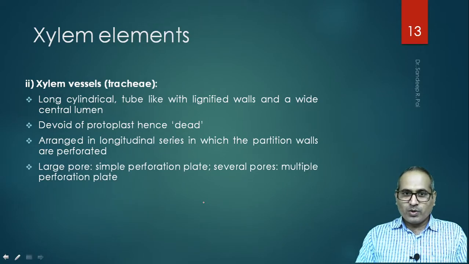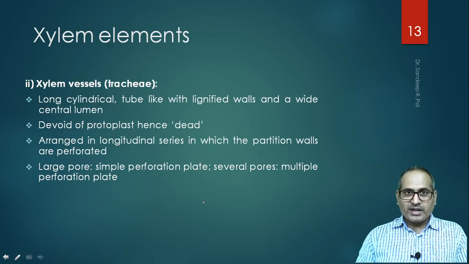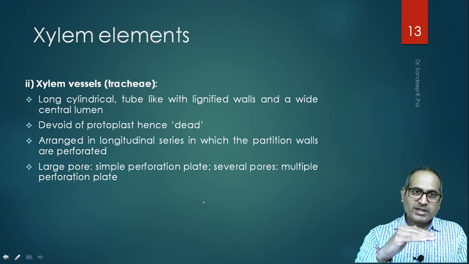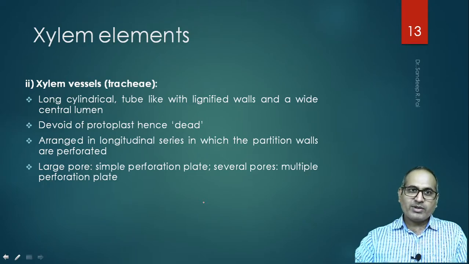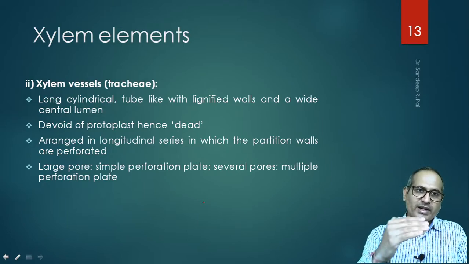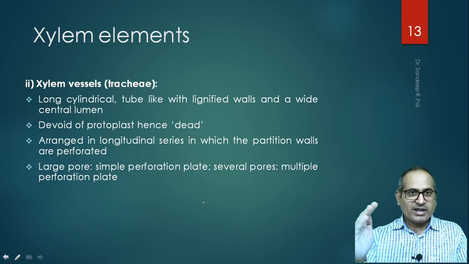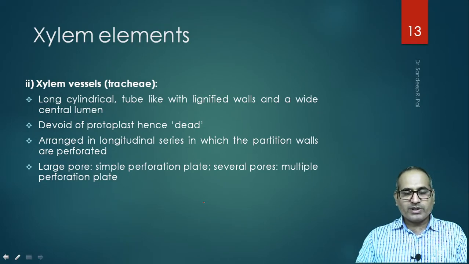So there is a large pore, simple perforation plates are there in between two vessels. There are several pores into this. Multiple perforation plate is arranged in between two xylem vessels. So what happens is, when there is a sieve-like perforation plate in between two xylem vessels, the material which is passed from one vessel to the another vessel, they get filtrated. So any unwanted material is left behind, and the clear material or clear water and mineral is passed through from one vessel to another vessel.